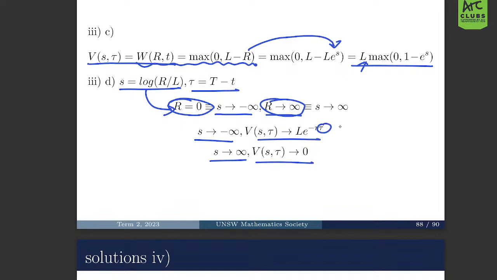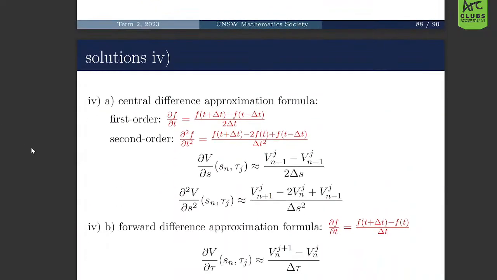And note that we wrote tau instead of t minus t, because that's what we want inside the question. Remember, tau is just t minus t over here. So that's C and D, pretty simple.